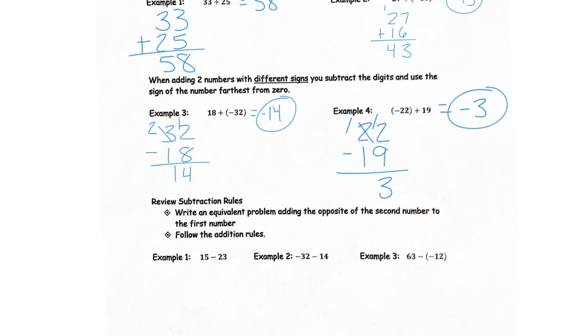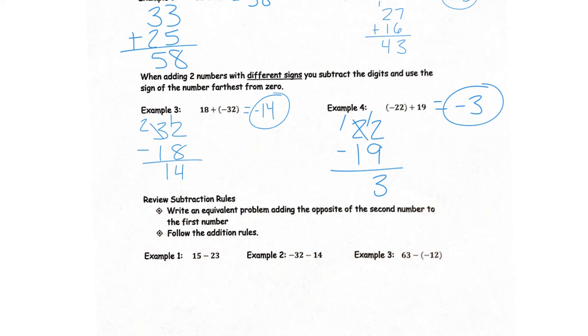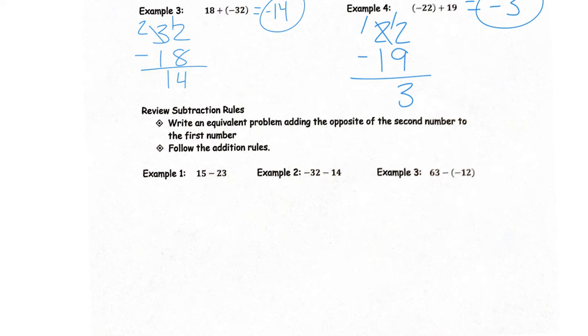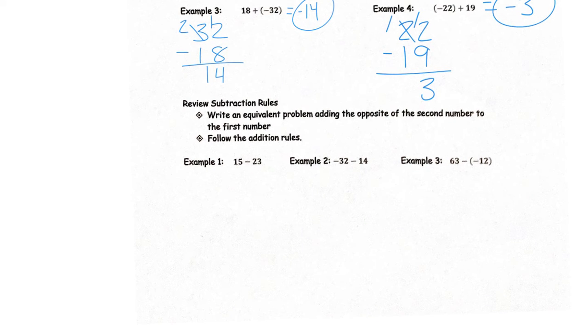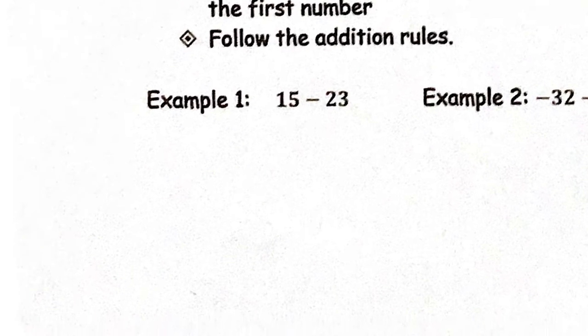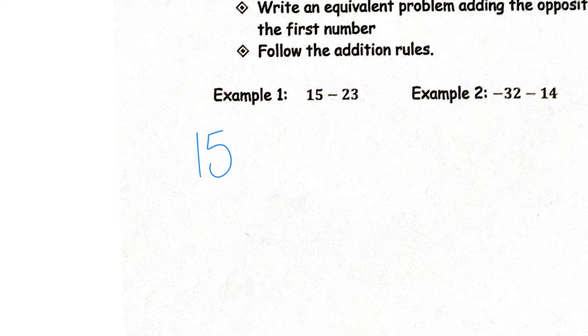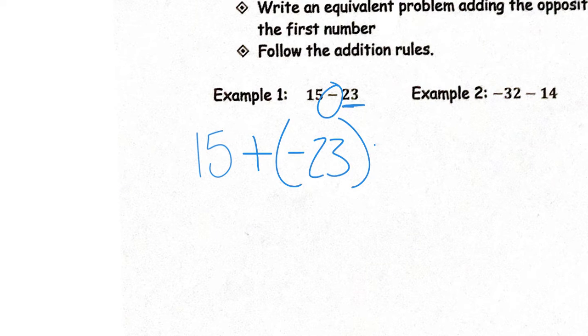Okay, so those are a review of our addition rules. Now let's look at the review of our subtraction rules that we learned yesterday. Okay, we have to write an equation problem using the opposite of the second number and making sure it's addition. Okay, so we have to rewrite everything or you're not going to get counted for it. So I keep that 15. I'm going to add. Now that is a positive 23 because that's a subtraction sign, not a negative sign. So the opposite of a positive 23 is a negative 23. So this is my new equation I should see.